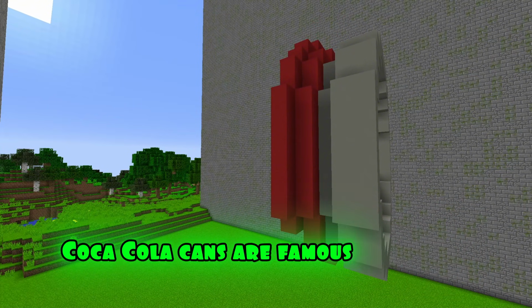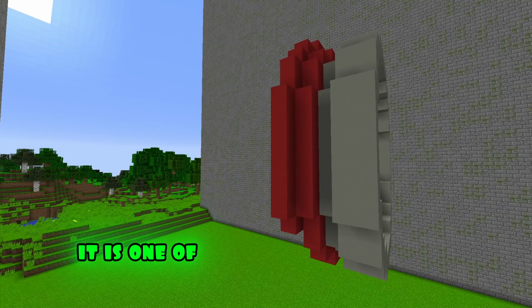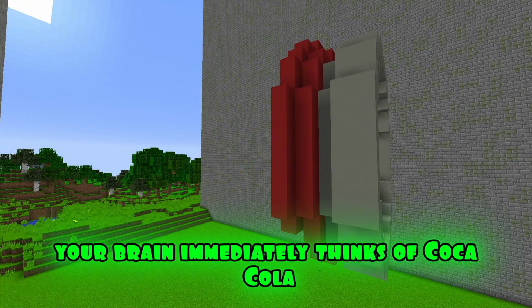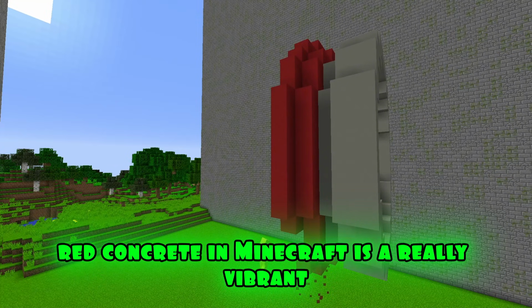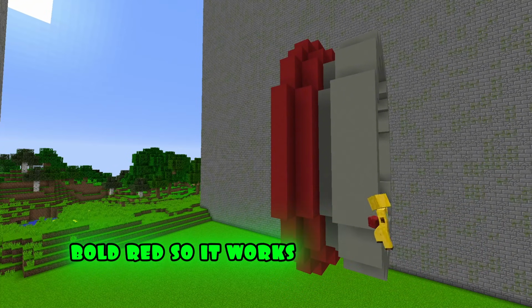Coca Cola cans are famous for their bright red color. It is one of the most recognizable colors in the entire world of branding. When you see that specific shade of red, your brain immediately thinks of Coca Cola even before you read the name. Red concrete in Minecraft is a really vibrant, bold red, so it works perfectly for this.